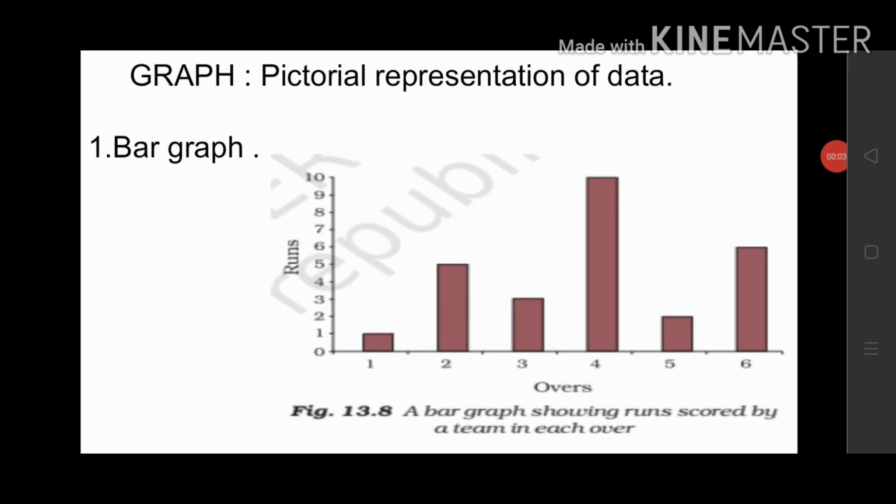Before going to explain the distance time graph, let's learn about what is graph. It is a pictorial representation of the data, or it is a diagram that shows the relationship between two different quantities. There are different types of graphs. First one is bar graph. It is a graphical representation of data using bars of different height. Here is one example.